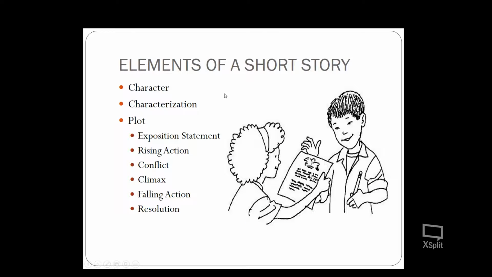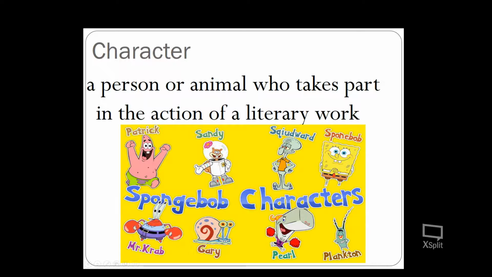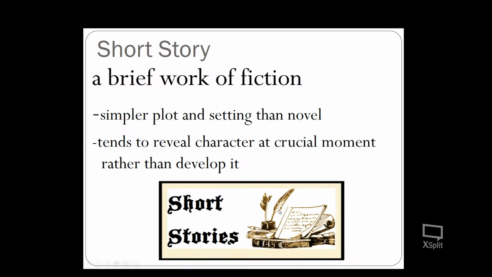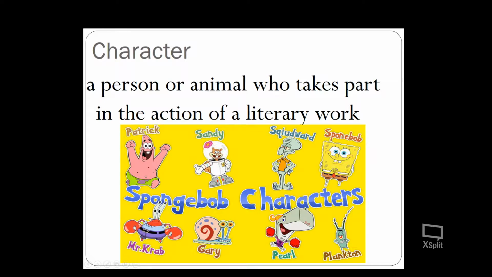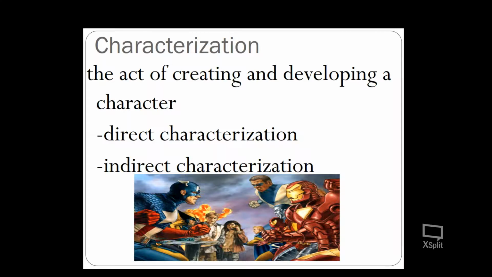Now, here are different elements of a short story that go into literary elements. There's character, there's characterization, and there's plot, and we'll get into all of these. Now, character is a person or animal who takes part in the fiction of a literary work. They're just characters, just like SpongeBob, Patrick, Sandy, Squidward, Plankton, Pearl, Mr. Crab. Now, characterization is the act of creating and developing a character.